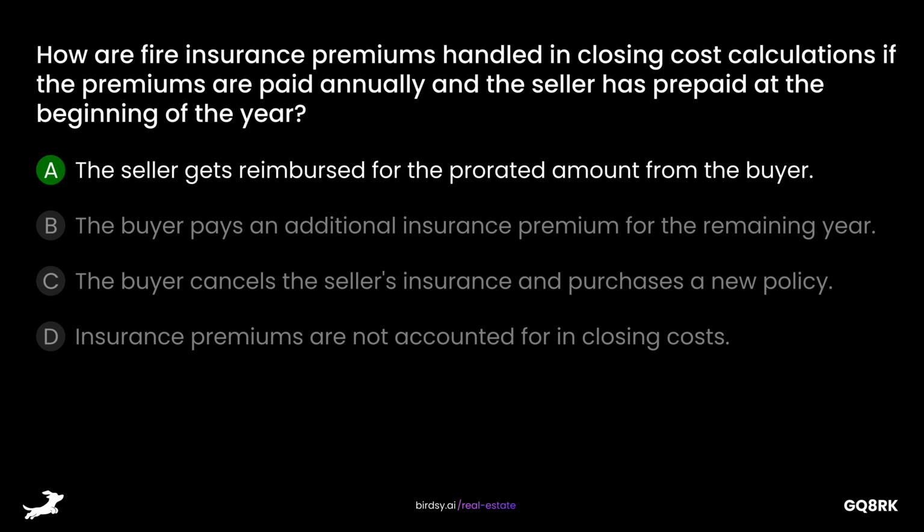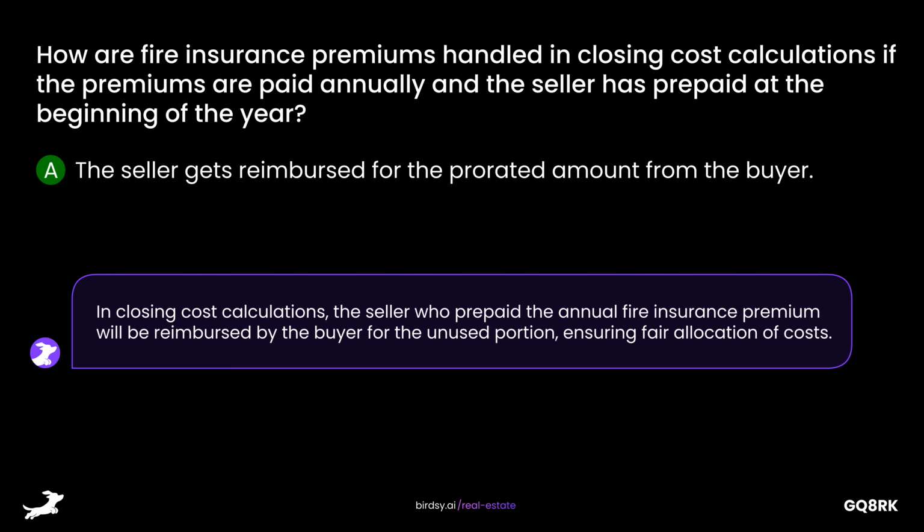The answer is A, the seller gets reimbursed for the prorated amount from the buyer. In closing cost calculations, the seller who prepaid the annual fire insurance premium will be reimbursed by the buyer for the unused portion, ensuring fair allocation of costs.